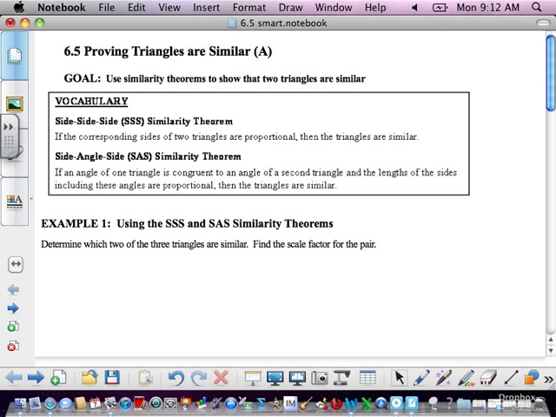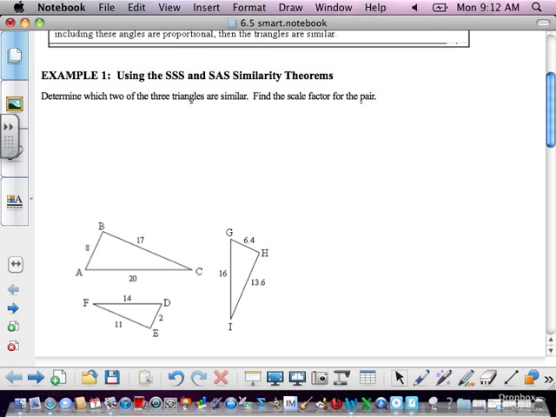All right. So you guys know what side, side, side means. It's if the sides are all proportional, all three. Side, angle, side, if the angle in between the two sides that are proportional are congruent, then it's similar. Okay. Let's go through some of these.